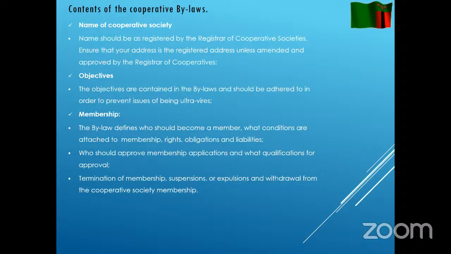Now, I will not dwell so much on this slide because you have the name of the cooperative, you have your objectives, you have the membership, and this is critical. When people are applying for membership, the board has to sit and approve the membership based on some laid down criteria. So who should become a member? Like I was saying, if it's avocado, I need to show proof that I'm actually in this industry. Because if I'm not, what is my interest? And when I join, what are the rights? The bylaw should be very clear on the rights. What are my obligations? What are the liabilities?